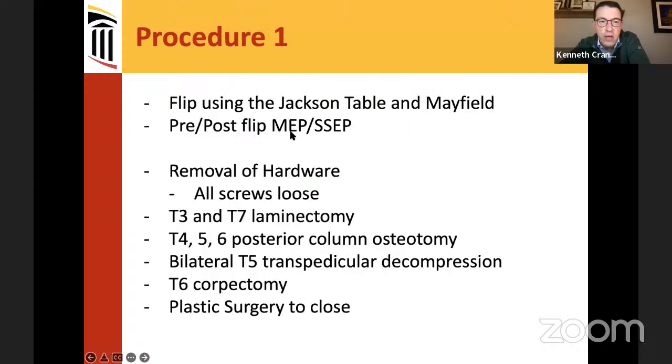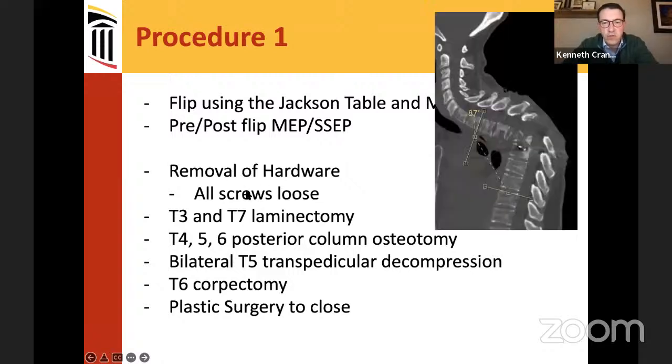So stage number 1 was, first of all, we positioned the patient, intubated her supine, and then used the Jackson table to sandwich her and flip her over. And we connected her with a Mayfield to the Jackson table using the special bed attachment that allows you to manipulate the head. We removed all of her hardware. All of her screws were loose. We extended her laminectomies up.